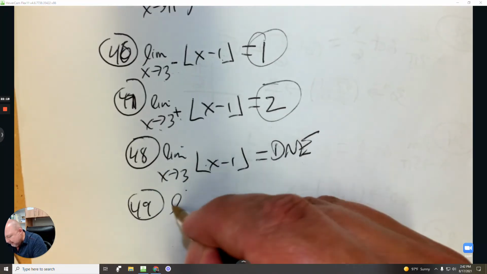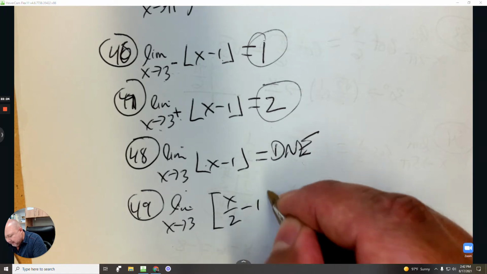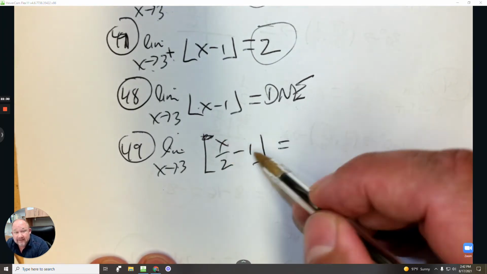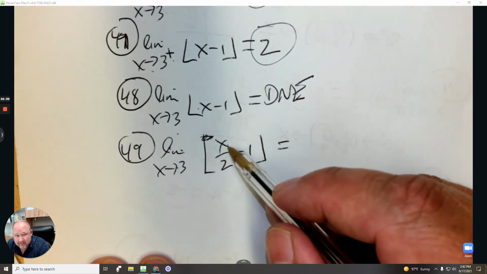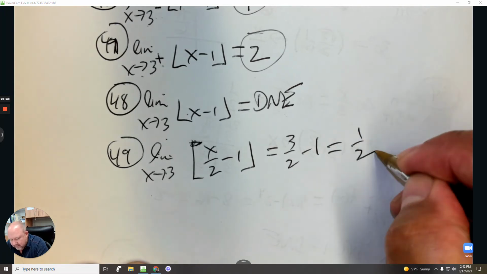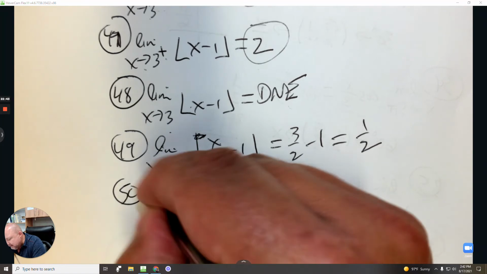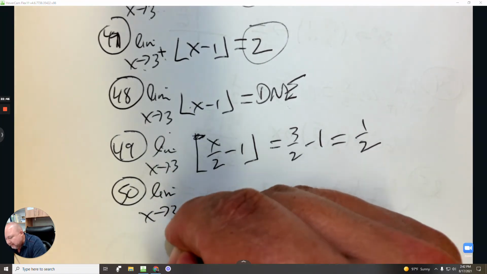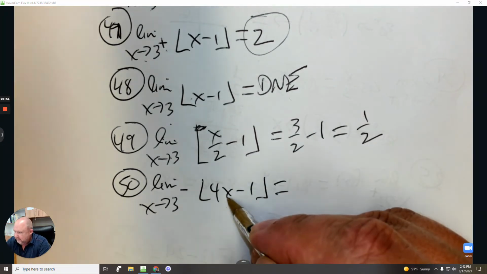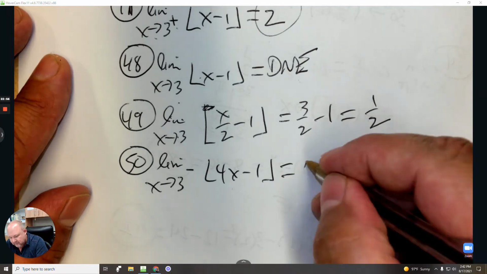For 49, the limit as x approaches 3 of x over 2 minus 1. I want you to notice when you plug 3 in, it doesn't give you an answer that's an integer. So the answer is what it says. So we're going to plug 3 in. That's 1.5 take away 1. So that's just 1/2 when you subtract. Number 50, the limit as x approaches 3 from the left of 4x minus 1. So if I plug 3 in, 12 take away 1 is 11. But from the left, I go one step down. So that's why the answer is 10.